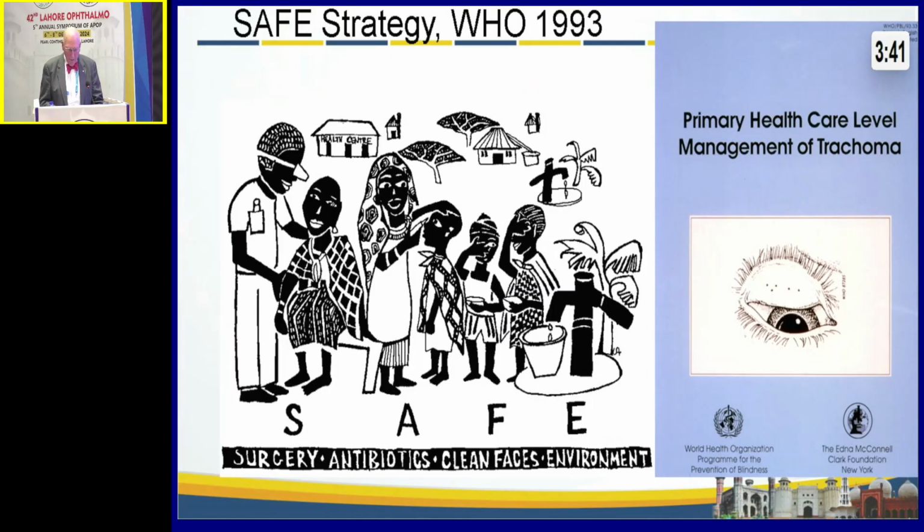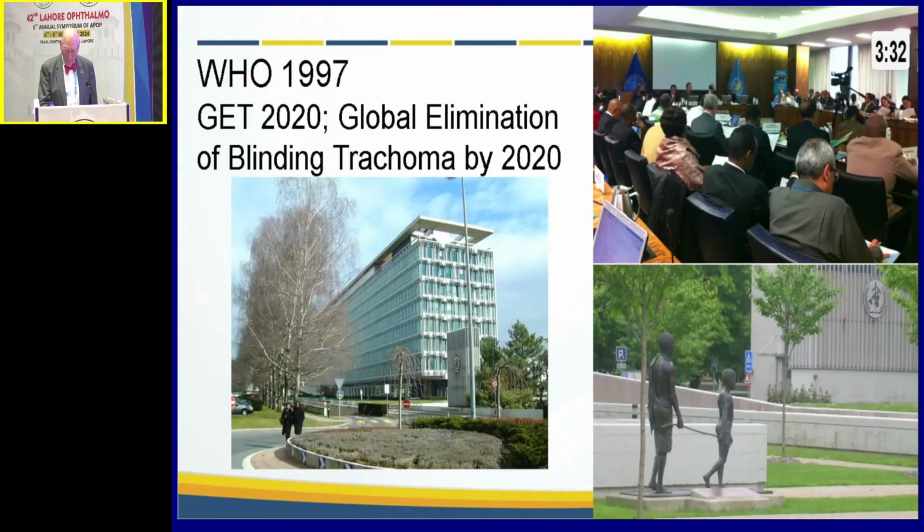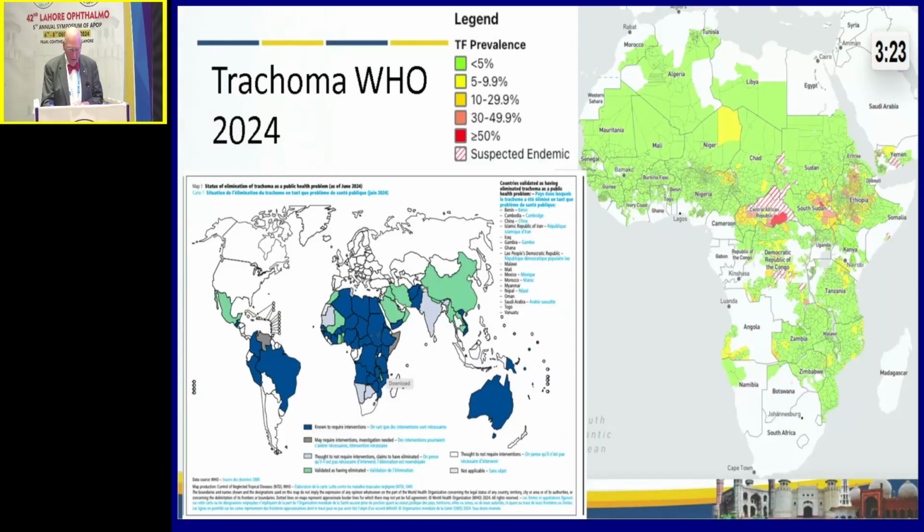And then WHO put together the SAFE strategy: the surgery for the in-turned lashes, antibiotic treatment, the facial cleanliness, the F of clean faces, and environmental improvement. And then in 1997, WHO committed to the global elimination of trachoma by the year 2020. And the data in 2024 show that there's been a dramatic reduction. The number of people around the world affected with trachoma has reduced by something like 90%.